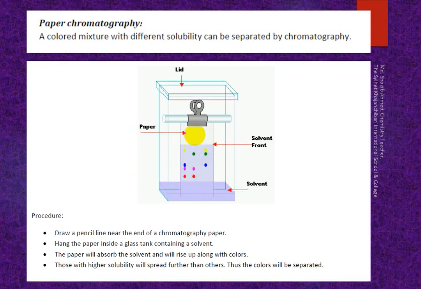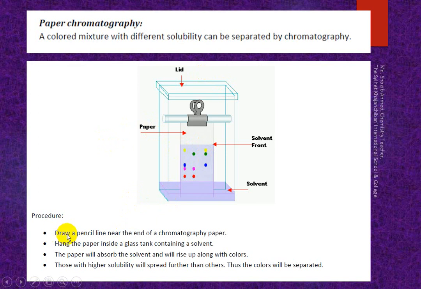The dye which has more solubility will travel more. This red color dye, violet color dye moves. Green moves. Here we see the yellow color dye moves highest. Our solvent moves maximum. The solvent moves and the dyes move.